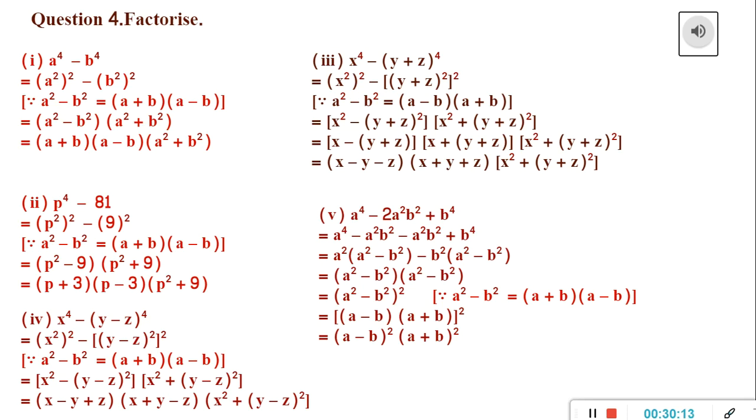So a square minus b square, again we got. So expand that: p plus 3 into p minus 3. Then what is left out? p square plus 9. So this is the factor form: p plus 3 into p minus 3 into p square plus 9.